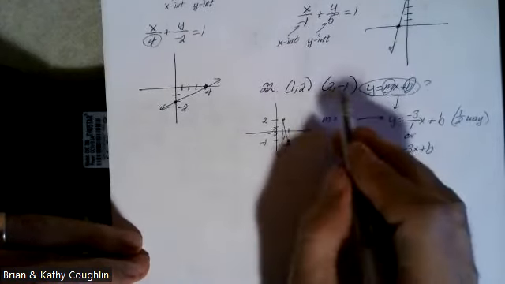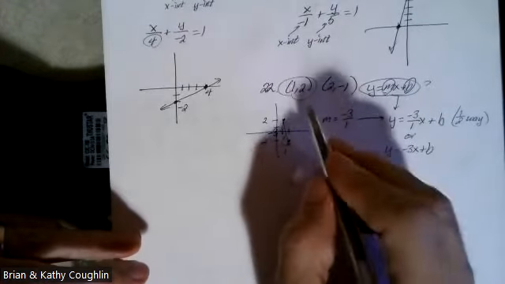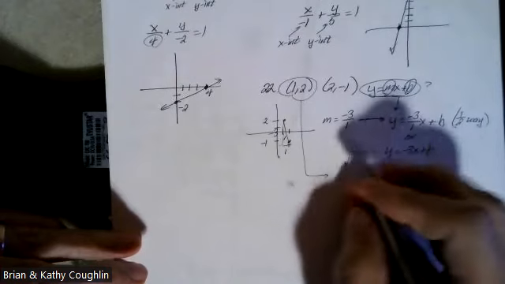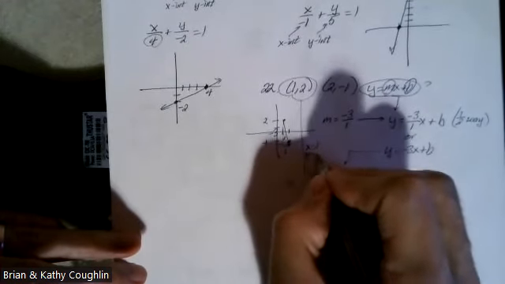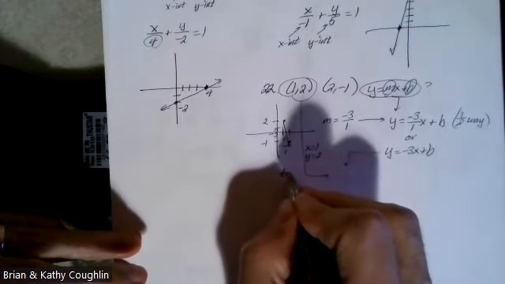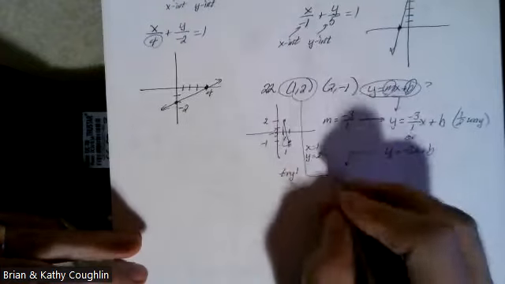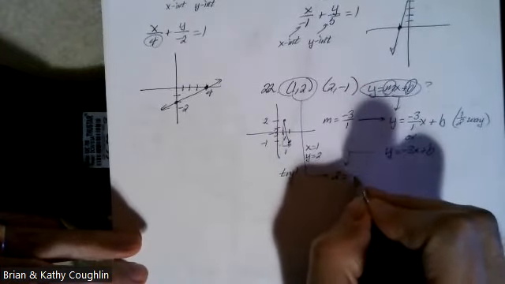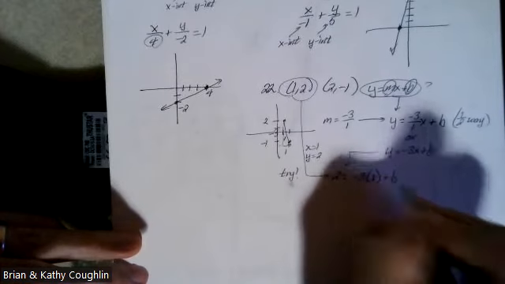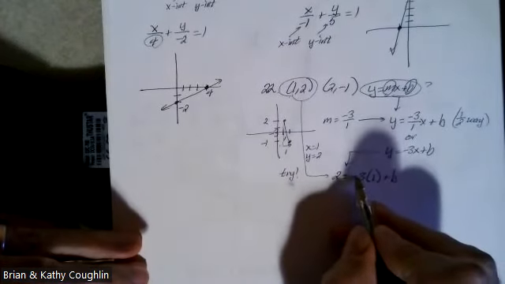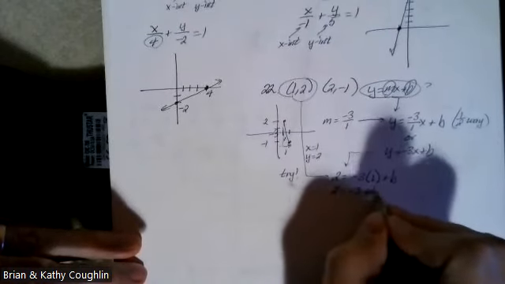That means you pick one of these 2 points, whichever one you think is friendliest. I'm going to pick this because it doesn't have any negatives, and plug it in to see what happens. So x is equal to 1 and y is equal to 2. Just try it and see what happens. So y is 2 equals negative 3 times, and x is 1. And I have no idea what b is. But let's calculate. Negative 3 times 1. 2 equals negative 3 plus b.